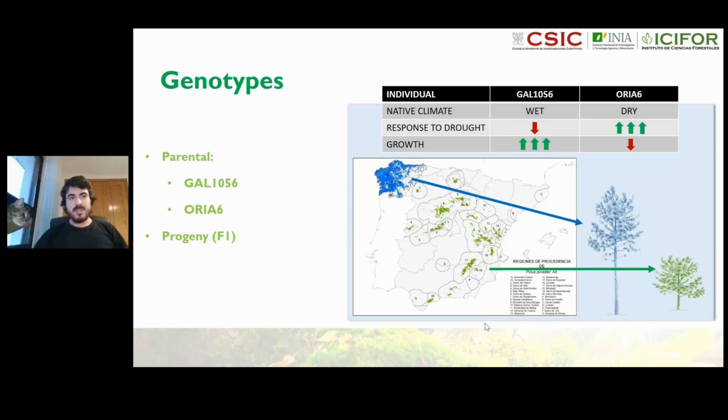In order to study the water stress, the project works with well-genotyped and phenotyped individuals of Pinus pinaster, which are GAL 1056, native from the northwest of the peninsula, lives in a wet climate and has a great growth, and Oria 6, native from the southeast of the peninsula, lives in a dry climate and has a limited growth. And then we have the progeny of these two individuals, and from them we took the most tolerant and the most sensitive to water stress in order to do further studies.